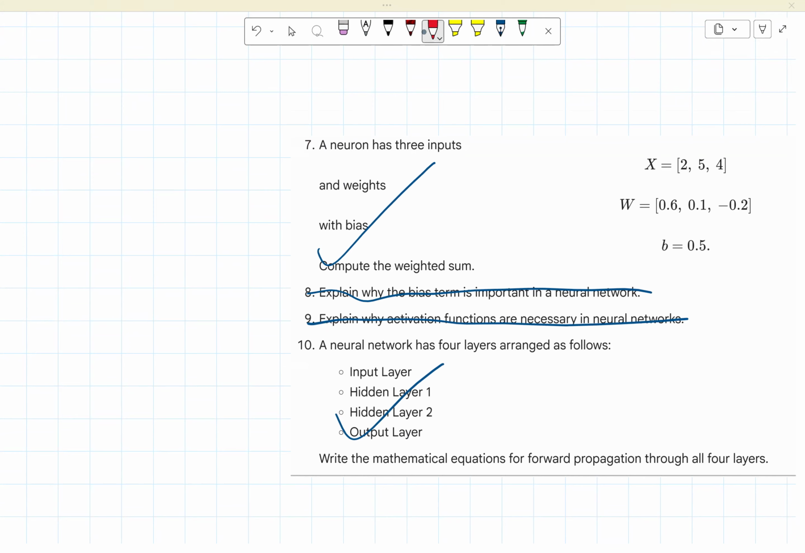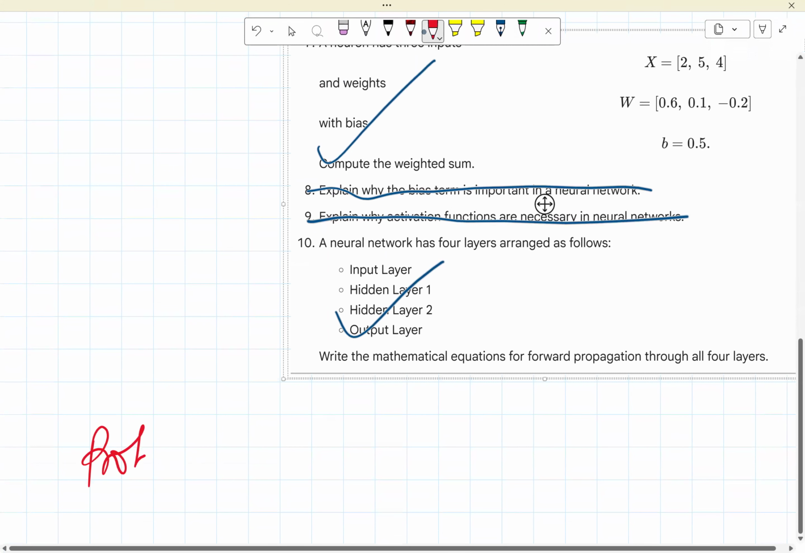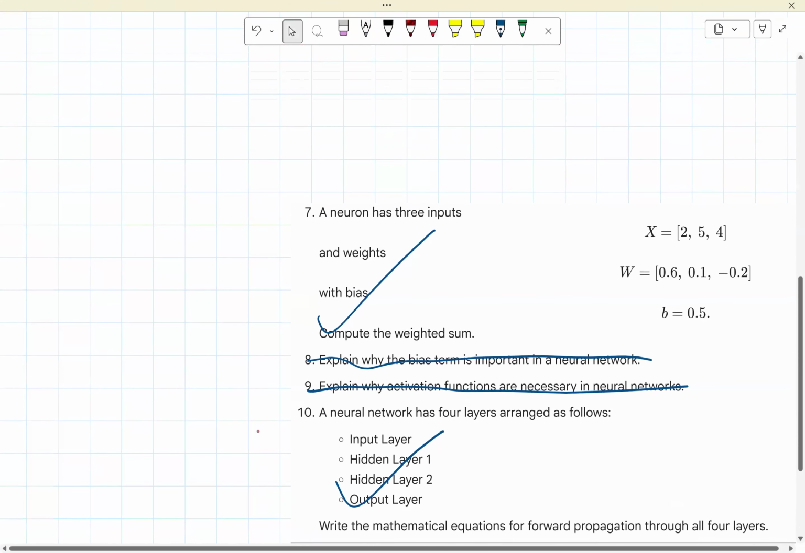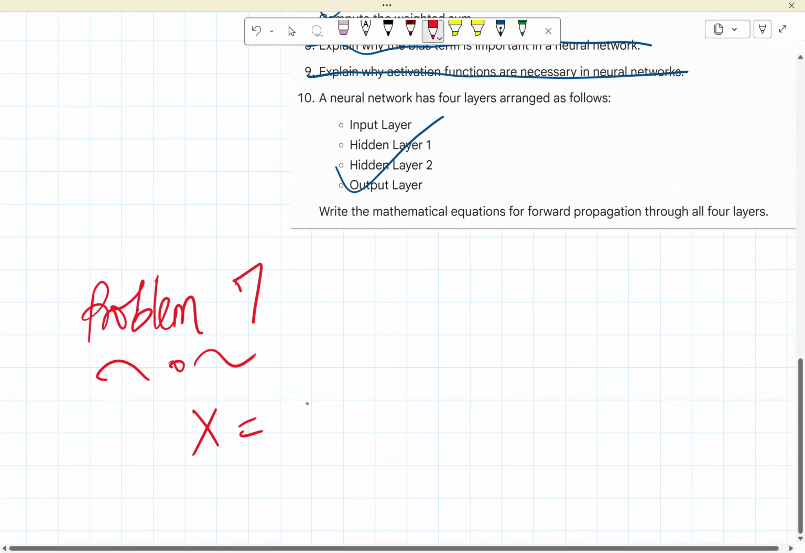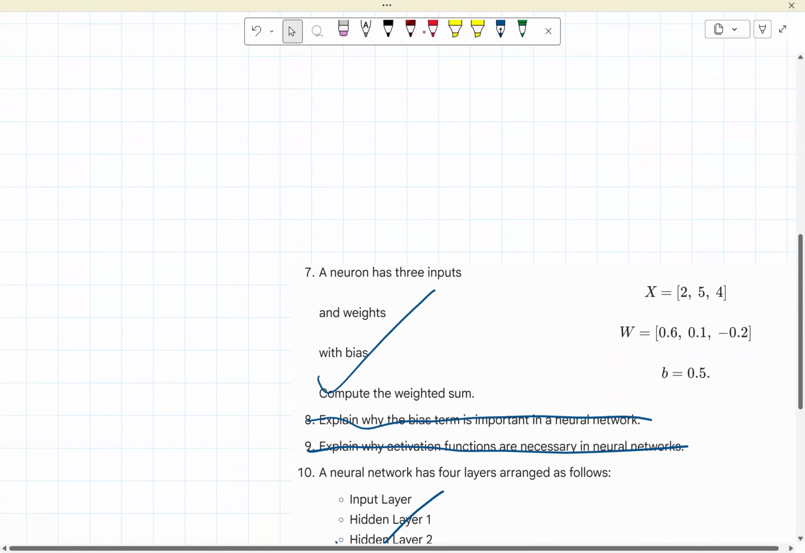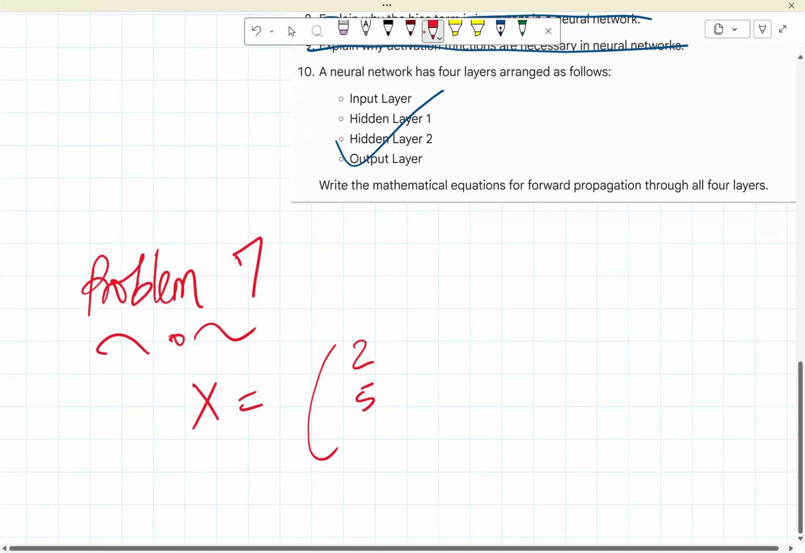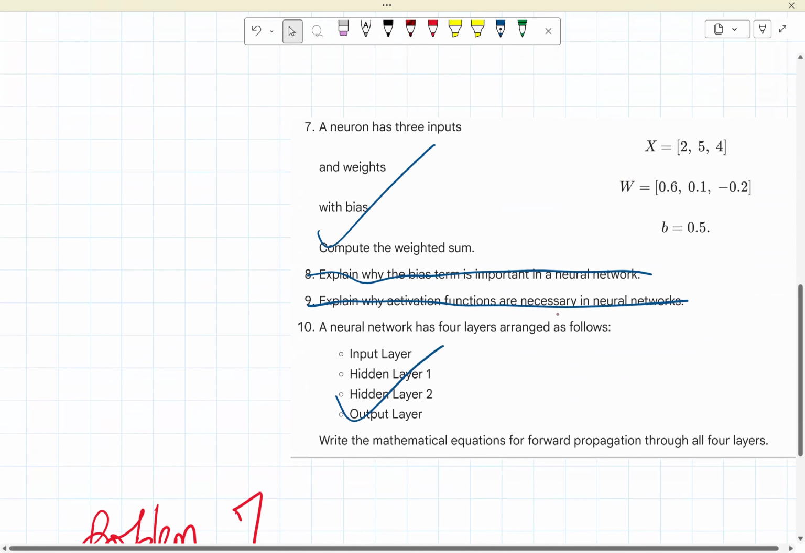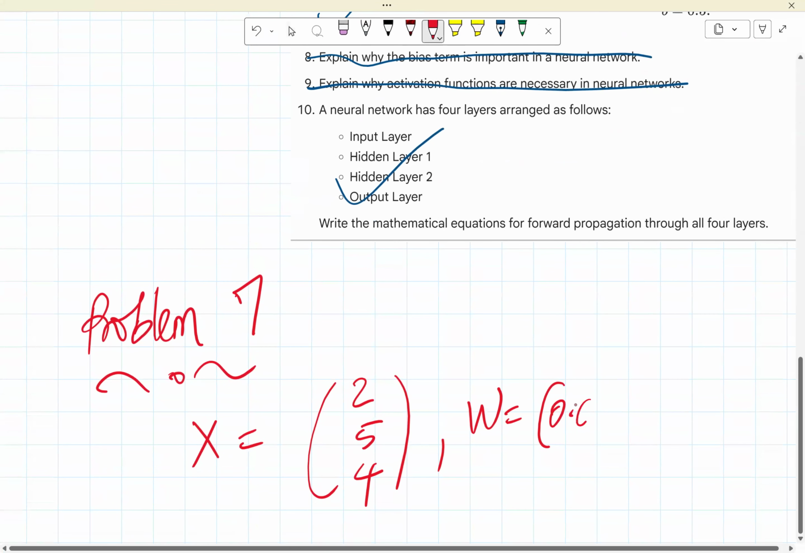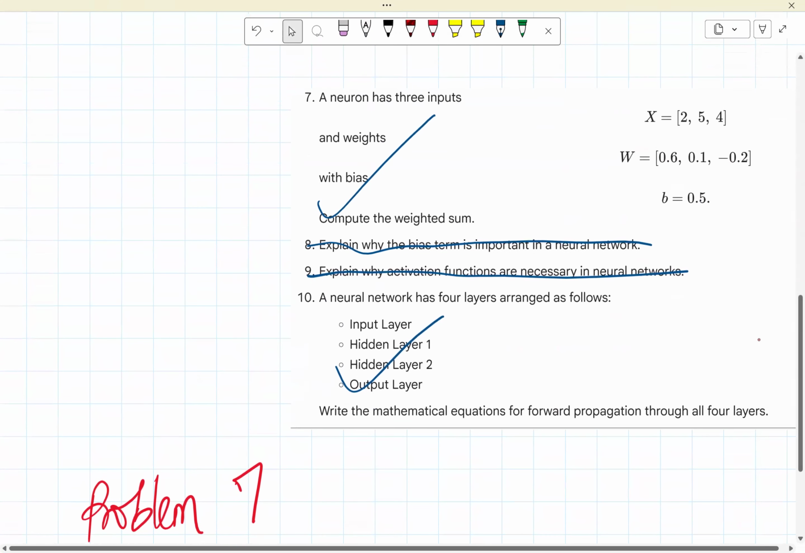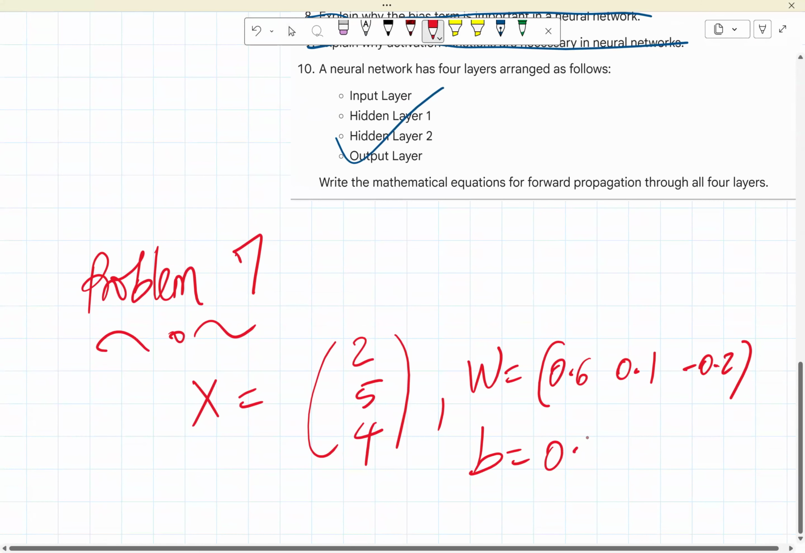So I start with this. A neuron has 3 inputs. Problem 7. A neuron has 3 inputs. So X is 2, 5, and 4. W is 0.6, 0.1, minus 0.2. And B is 0.5.